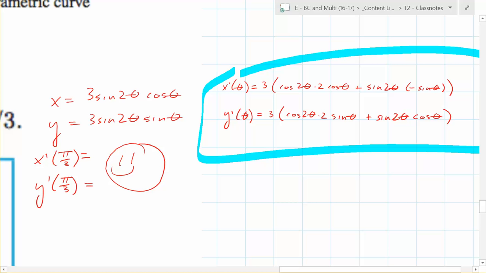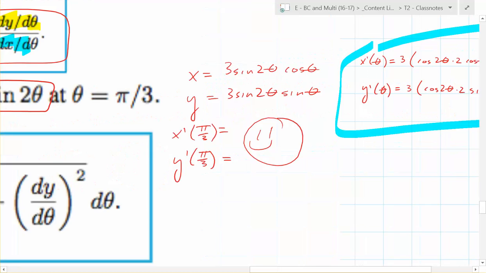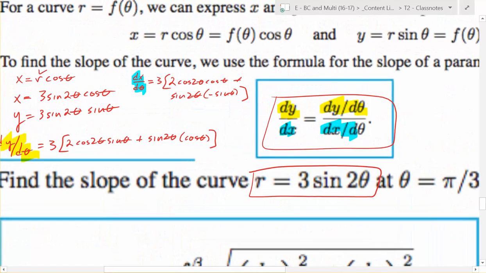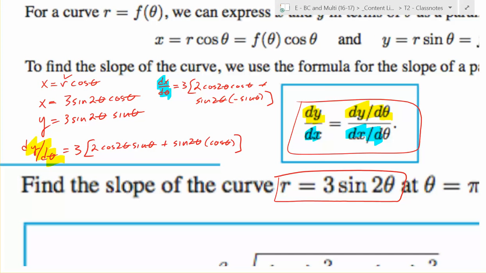Is it just busy work? Yes, it's just busy work. That's just the chain rule. You've done that before. It just gets ugly sometimes.